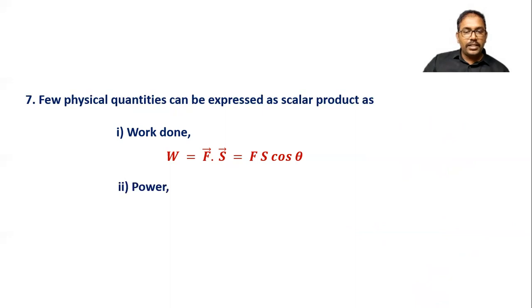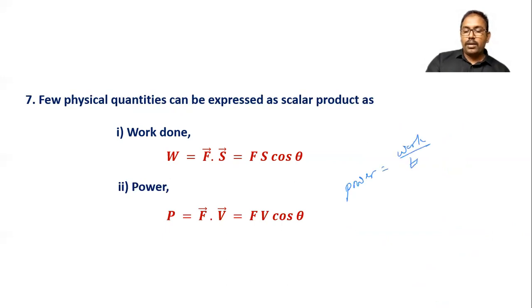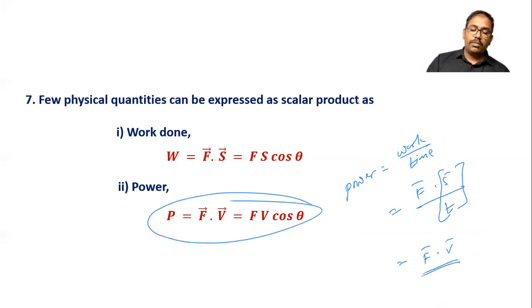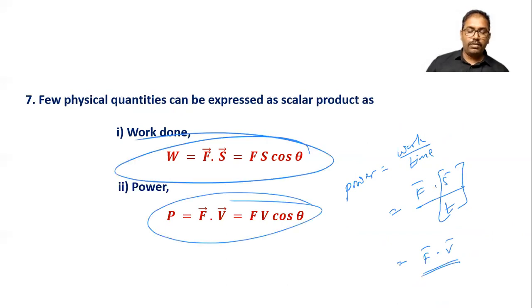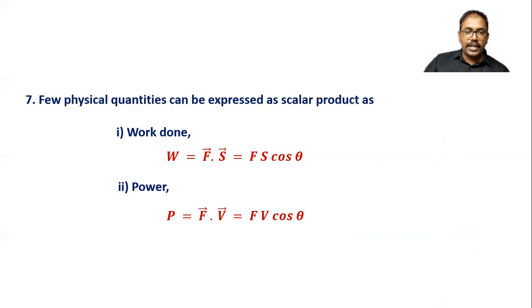Next quantity is power. You know that power is equal to work by time. So for work we can write F bar dot S bar divided by time t. S is the displacement, t is the time, so S by t we can write as velocity. So F bar dot v bar we can write. This is the formula of power, and this is the formula of work. These quantities we can express in terms of scalar product.